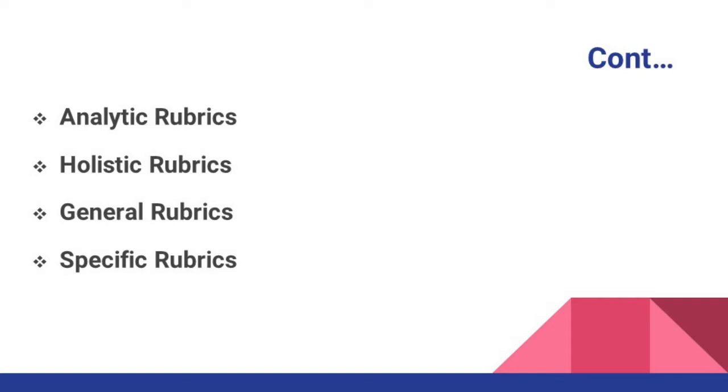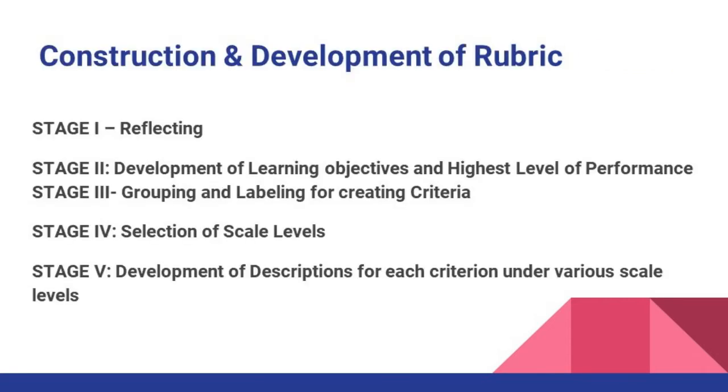After discussing the types of rubrics, now we have to discuss the development of a rubric, or you can say the basic steps or stages for the development of a good rubric. There are 5 basic stages involved in designing or constructing a rubric.